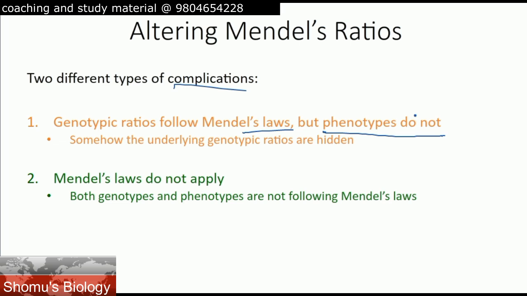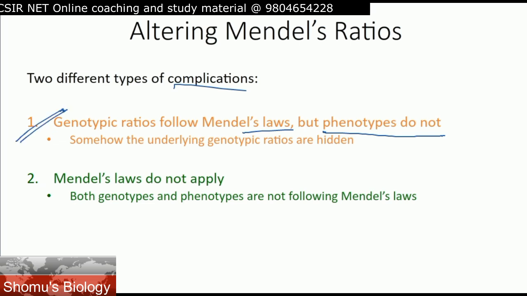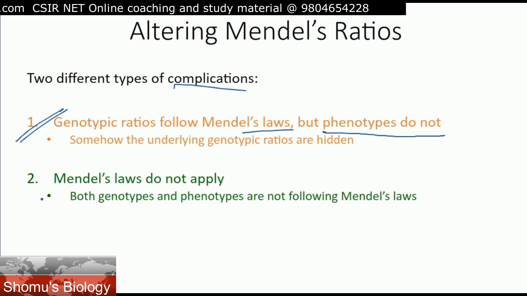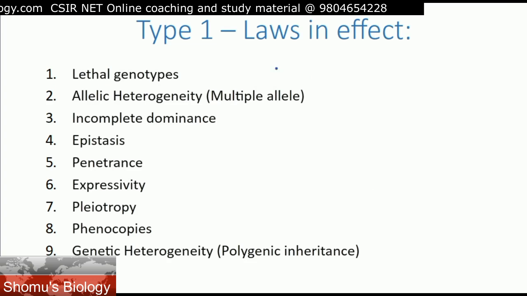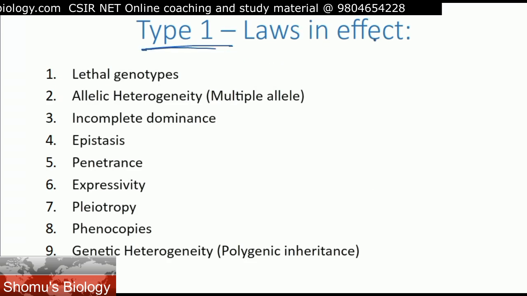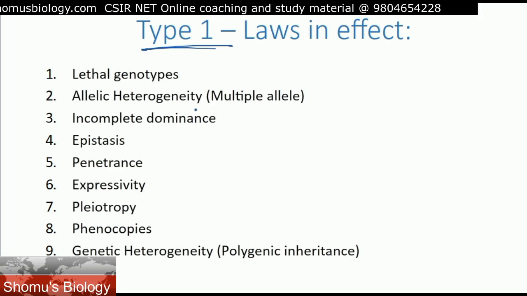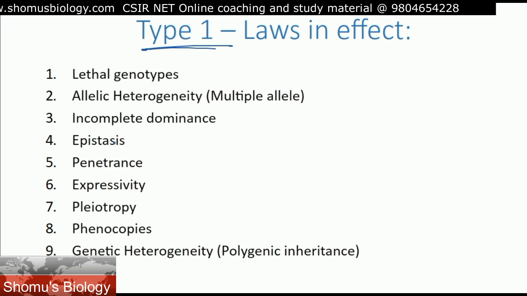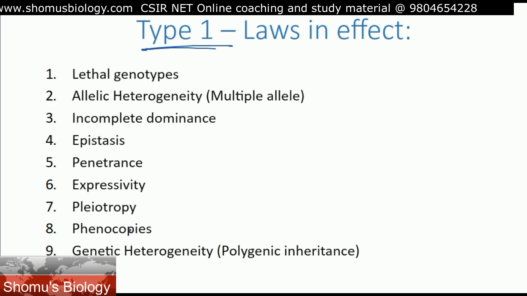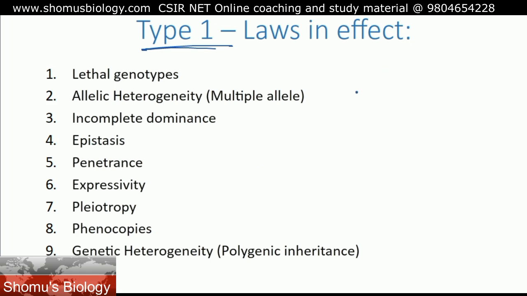There will be a few phenomena where you can see the genotypic ratio is maintained, it's followed, but the phenotype ratio is not followed. And there is a totally different set of experiments and different scenarios where neither of Mendel's laws is applicable. Okay, so the first zone is where Mendel's law is applicable, but only the genotypic ratio is maintained, not the phenotype. And the second situation, Mendel's law does not apply at all. Let's talk about type 1, where Mendel's law is in effect, but the phenotype ratio is not followed. And the list is like lethal genotype, multiple alleles or allelic heterogeneity, incomplete dominance, epistasis, penetrance, expressivity, pleiotropy, phenocopies, genetic heterogeneity or polygenic inheritance. Okay.